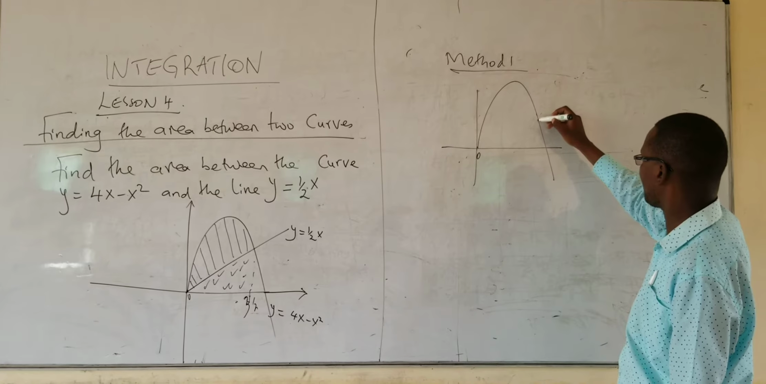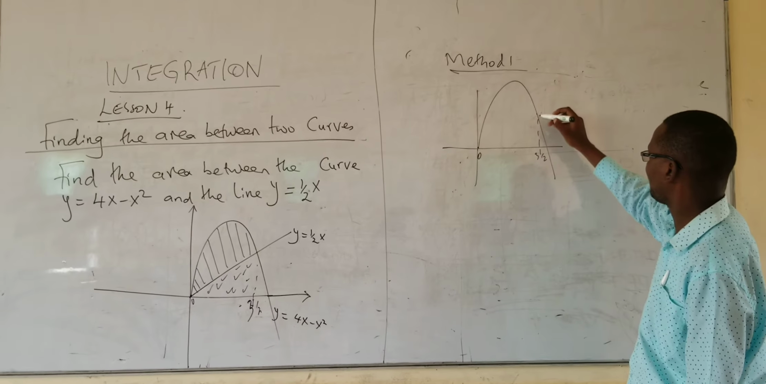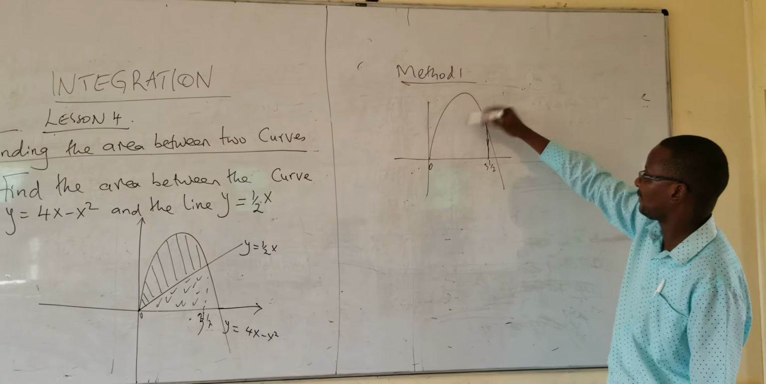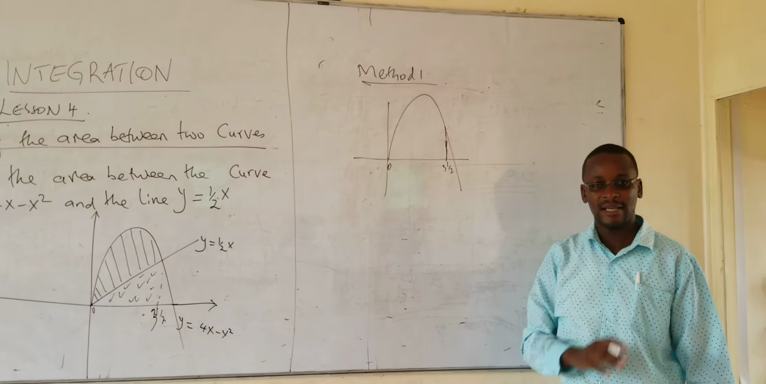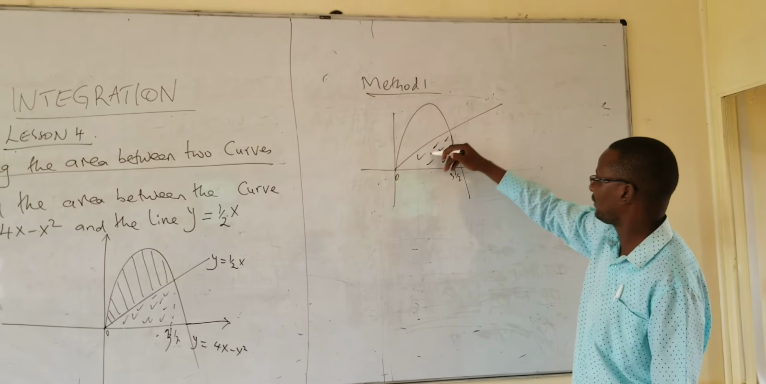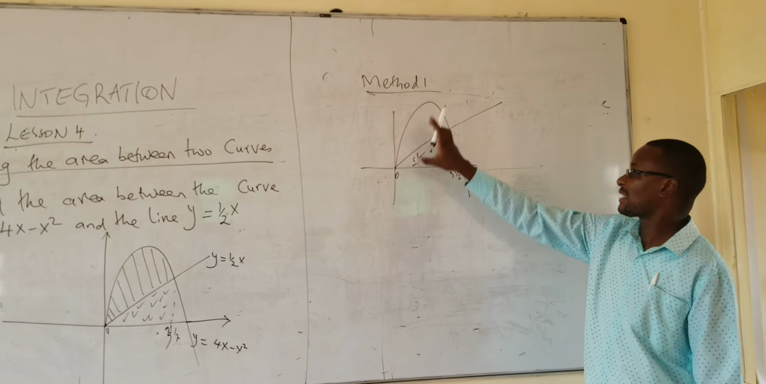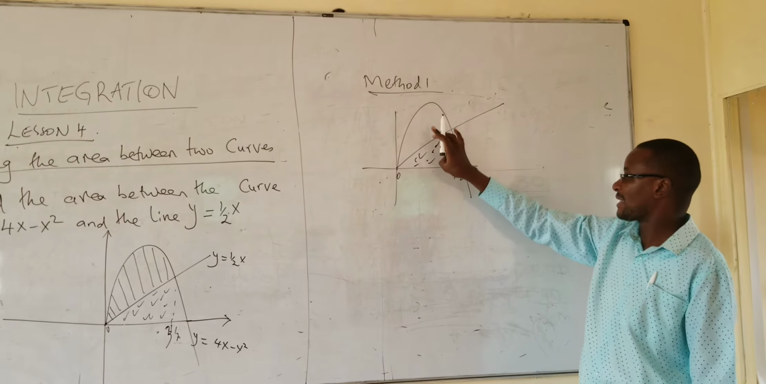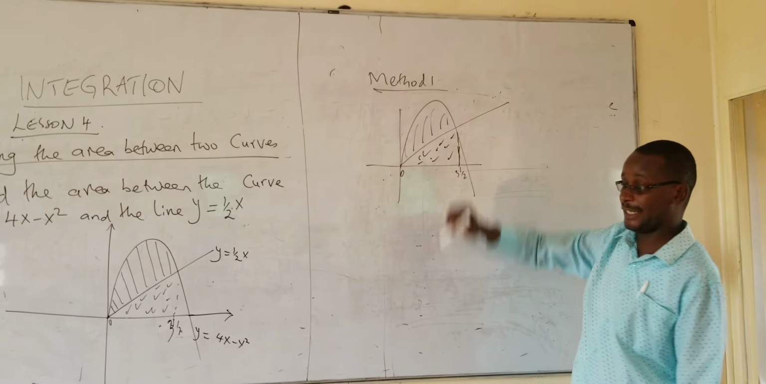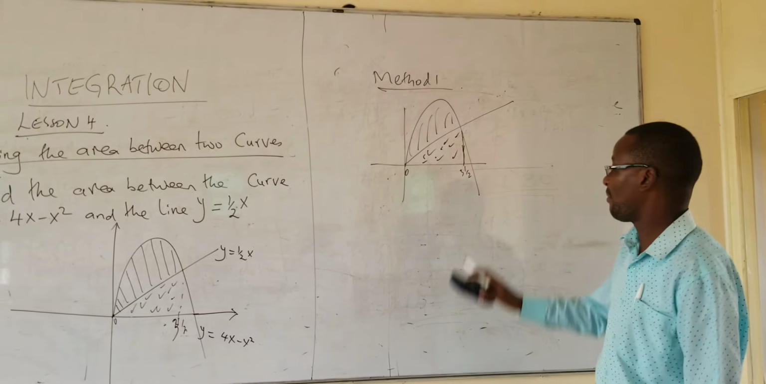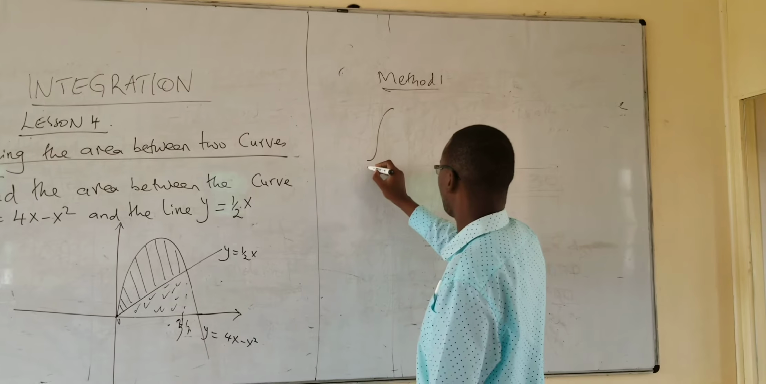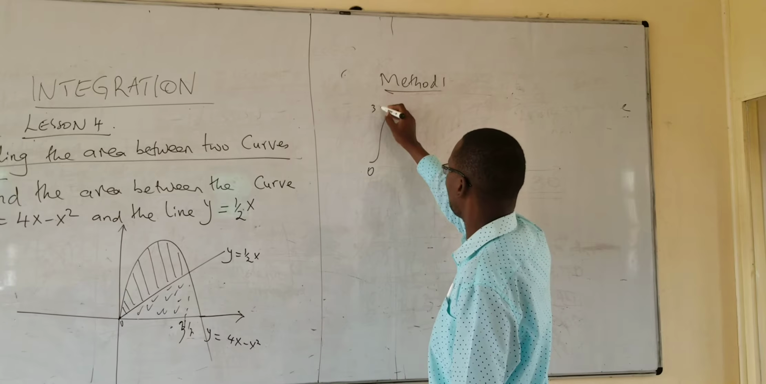The area under the curve between x equals 0 and x equals 3.5 will be that one, the whole of this area. All of it. Then the area under the line will be this one. So when we get the complete area minus the area under the line and we subtract, we will be left with the area that we want, the shaded part. So that is method number 1. Let's go through it. So we are going to integrate 0 to 3.5, that is 7 over 2.